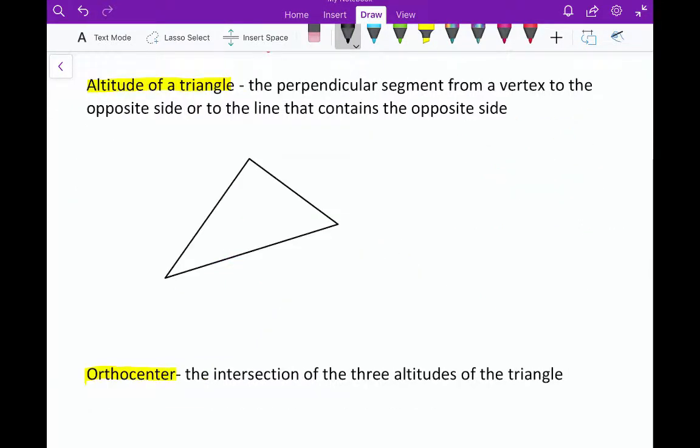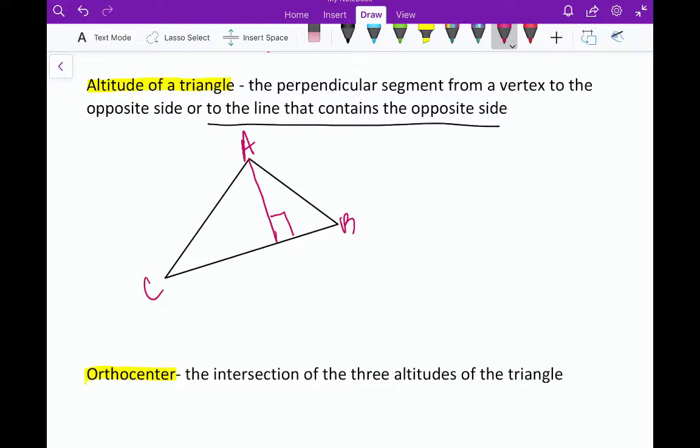The altitude of a triangle is the perpendicular segment from a vertex to the opposite side or to the line that contains the opposite side. The reason it says to the line that contains the opposite side is that when I draw a perpendicular line, it may not intersect the triangle. So it's from the vertex. Here, if I draw a perpendicular line from point A through segment BC, that would be right about here. That would be the perpendicular line.